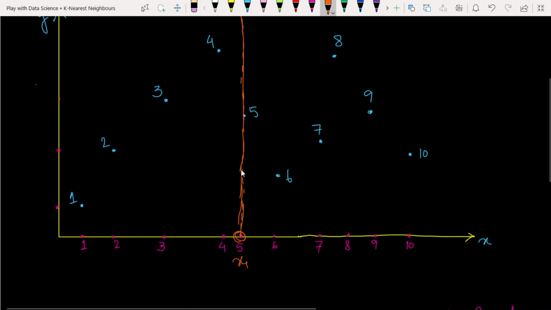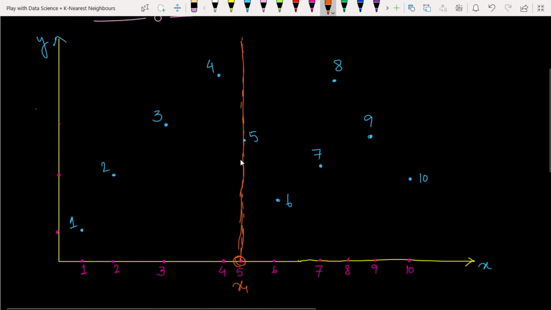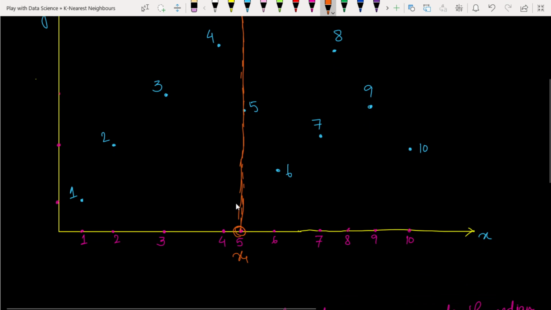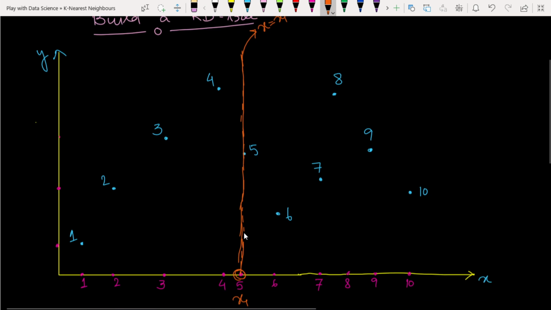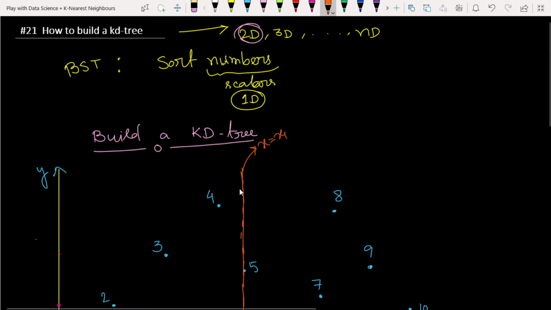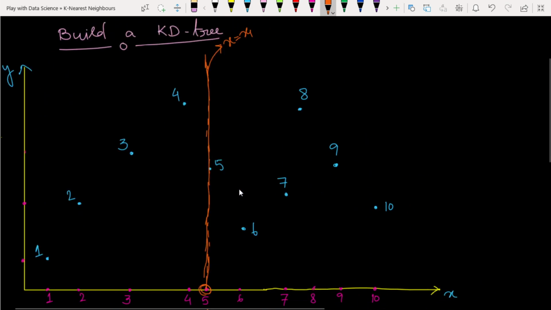Now what is the equation of this line? It is parallel to the y-axis, so its equation will be x equals x1, if this point's median is x1. Then the equation of this line is x equals x1, and the left side of this plane will be less than x1 and the right side of this plane will be greater than x1. I am using this concept to build the equation.